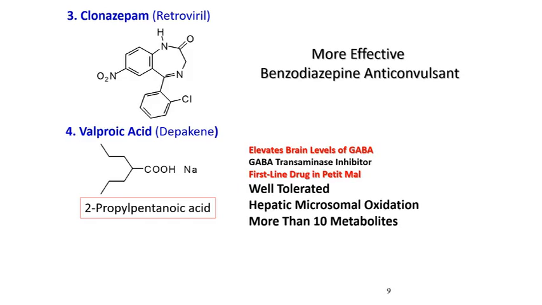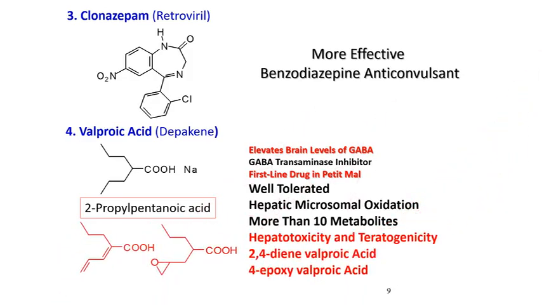Valproic acid is the drug of choice in petit mal. It is tolerated. It is metabolically converted into many metabolites. The problem here is that it is readily converted to this epoxy form where an epoxide function occurs terminally. Or it is converted to a conjugated derivative, a diene, as we can see here, a diene having double, single, double.